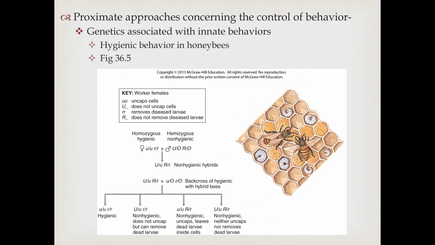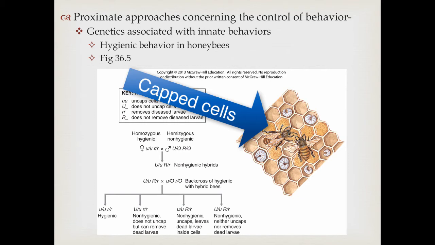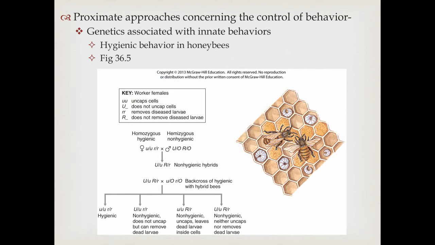Now, here's an example in which we actually do know the details of the genetic mechanisms associated with a behavior. In this case, the behavior is called hygienic behavior, seen in honeybees. The worker honeybees normally, when they find a dead larva, will uncap that cell. These are cells here that are capped. They clean that off. And they have found that there is one specific gene that is associated with different alleles that either make the honeybees cap or uncap.